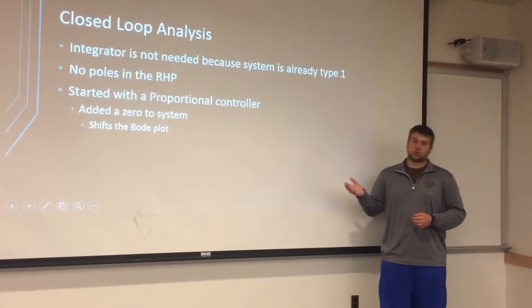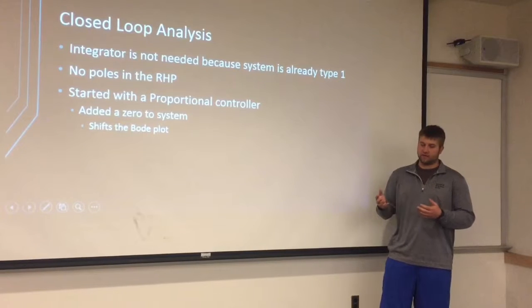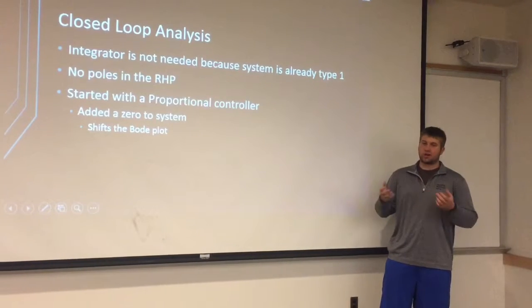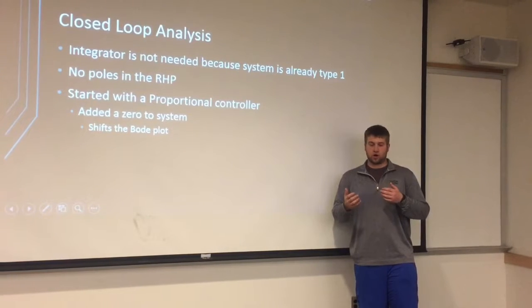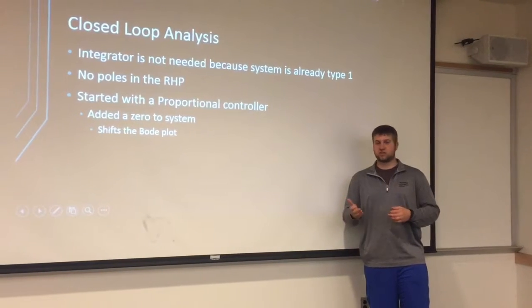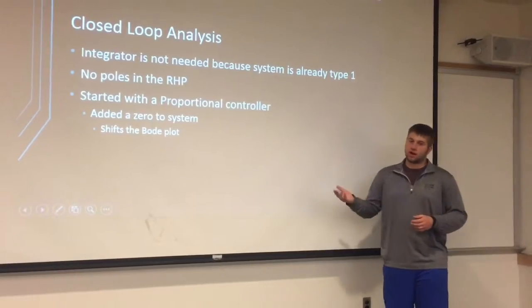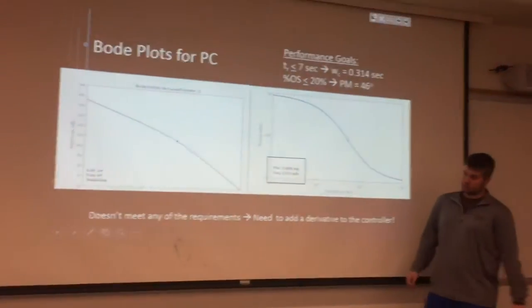In order to correct this, we needed to develop a different type of controller. So we added a 0 into our system on the Bode plot, and that allowed us to create a proportional derivative controller, which allowed us to bring both our phase margin and our crossover frequency into the ranges that we were looking for. And then you'll see on the plots here what the values are.